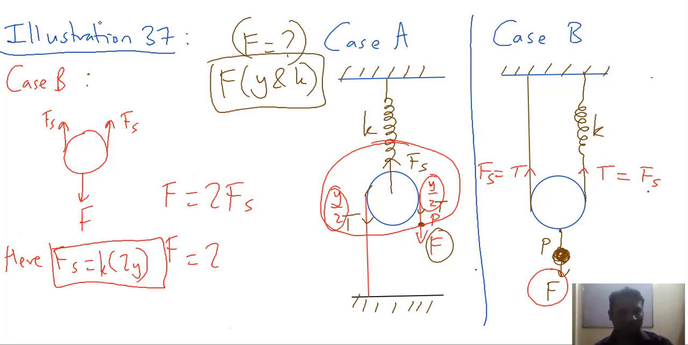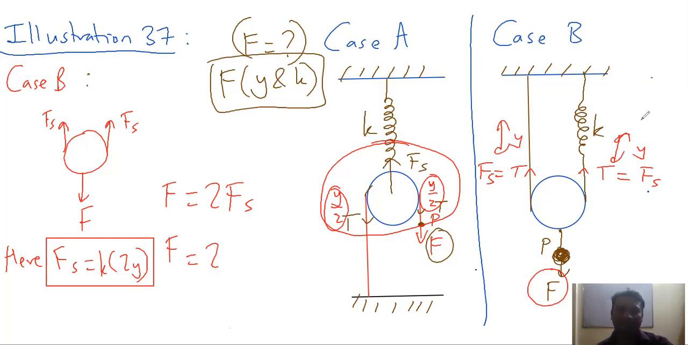So first let us mark this equation. Fs is K into 2y. See, in this case, we have an extension y in the spring. We are given displacement y of the spring. So displacement y of the spring, in this case, y on this side and y on this side. So total extension will be 2y, y plus y. So Fs is K into 2y.